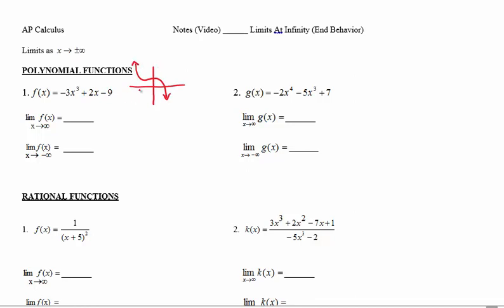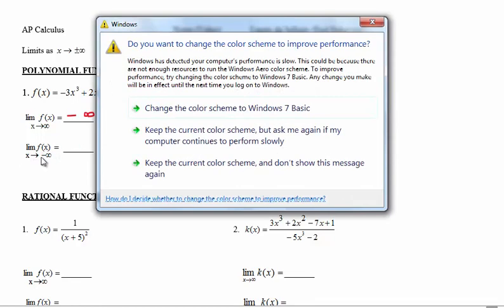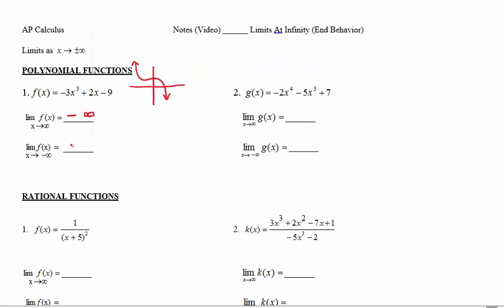If you think about this graph modeling this equation right here, if you were asked as x approaches infinity, goes this way, what are the y's approaching? In your past math classes, you would have used words that said just that. As x approaches infinity, the y's are going to, you can look at the graph and see, negative infinity. And the other question: as x approaches negative infinity, the y's are going to positive infinity.